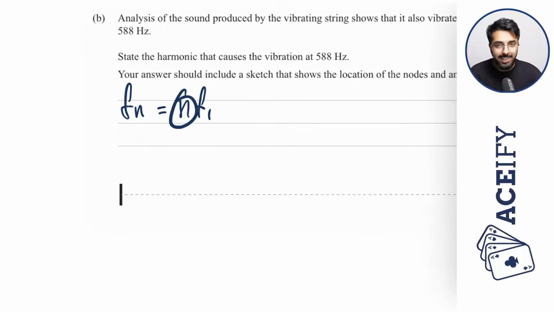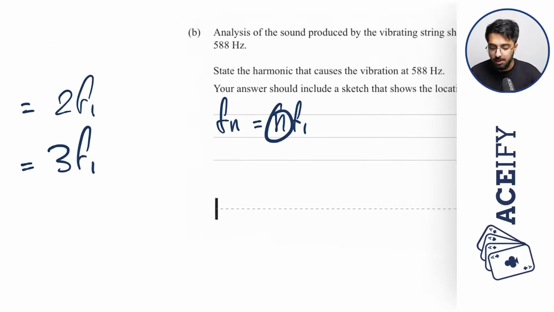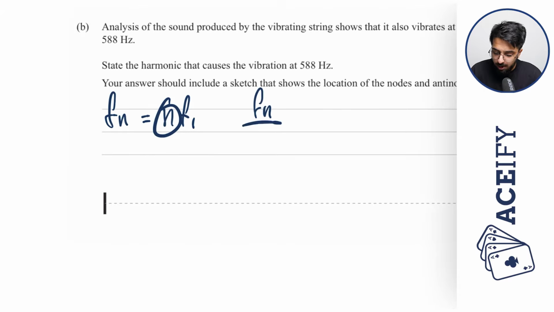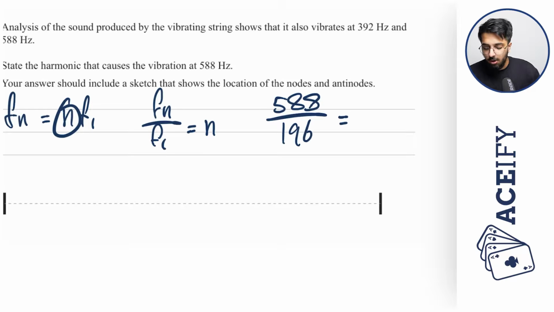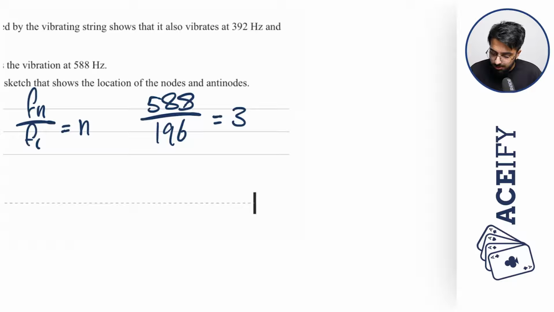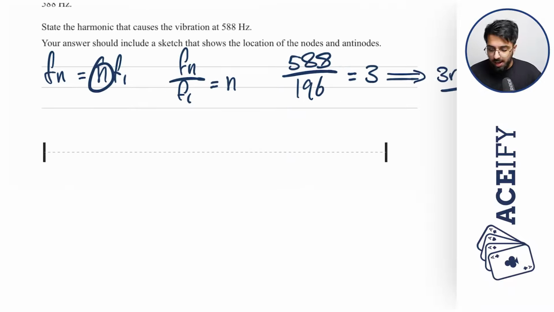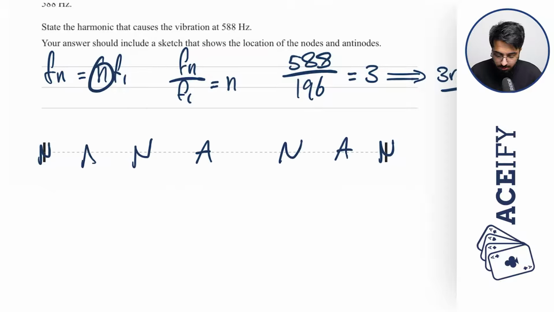And so therefore, to find our n, which is the harmonic that is being produced, we can take our Fn all over our F1 and we get our n. And so in this case, our Fn is 588. So 588 all over our F1, which we know is our fundamental frequency. And so that's 196. And this gives a value of n as 3. And therefore, this is the third harmonic. Alright, now drawing out the third harmonic where we have the boundary conditions where the string is fixed at both ends, okay? And so therefore our third harmonic is going to look like so, roughly like that.